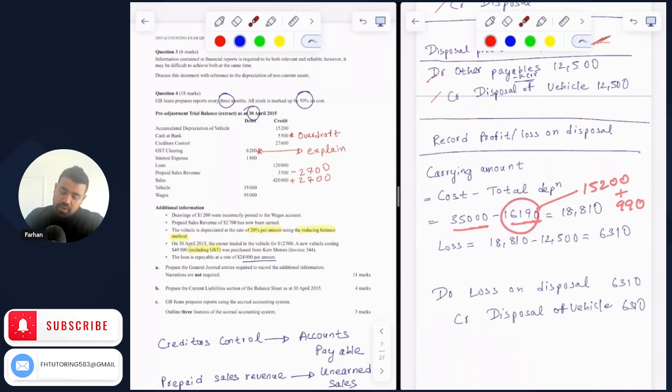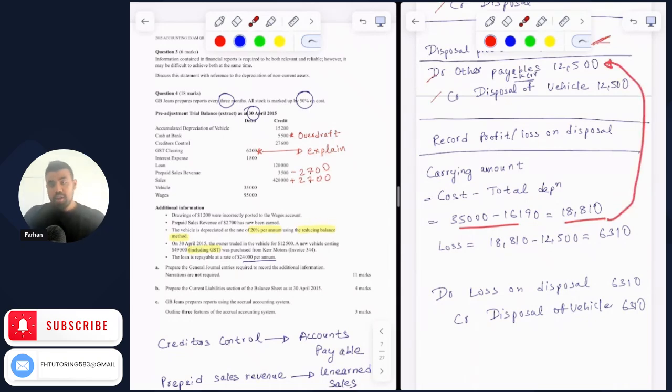So once you subtract the total depreciation from the cost, the carrying amount we get is $80,810. And given that we sold the vehicle for $12,500, that means we have sold it for a loss, isn't it? Because it was worth $80,810 in terms of economic benefits that were still yet to be consumed, but we ended up getting rid of it for $12,500. So we have a loss. And the loss is simply the difference, which is $6,310.